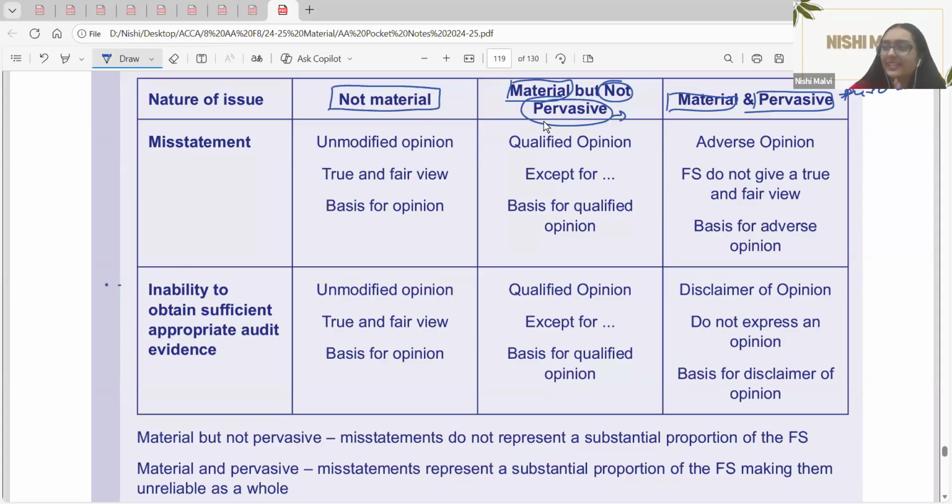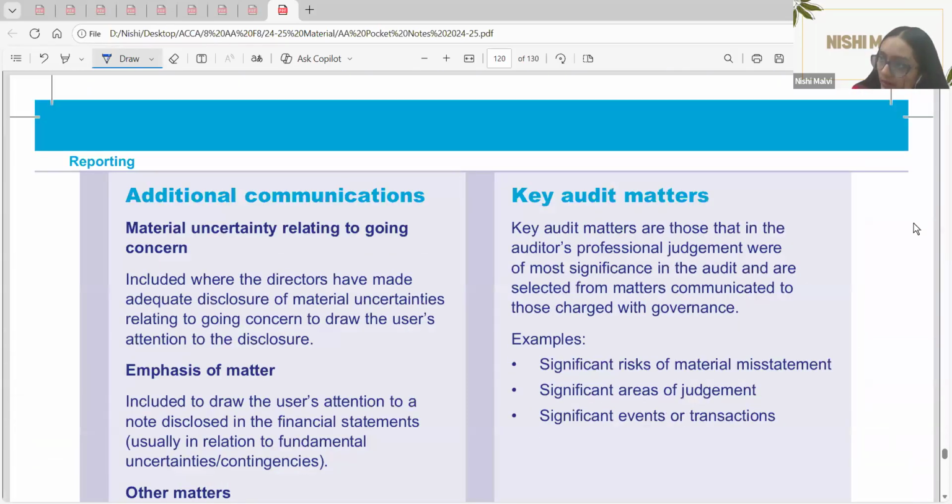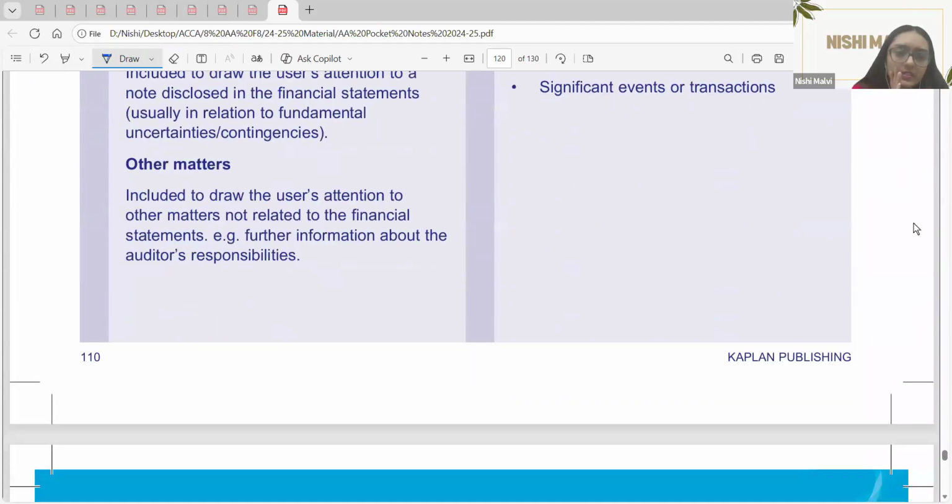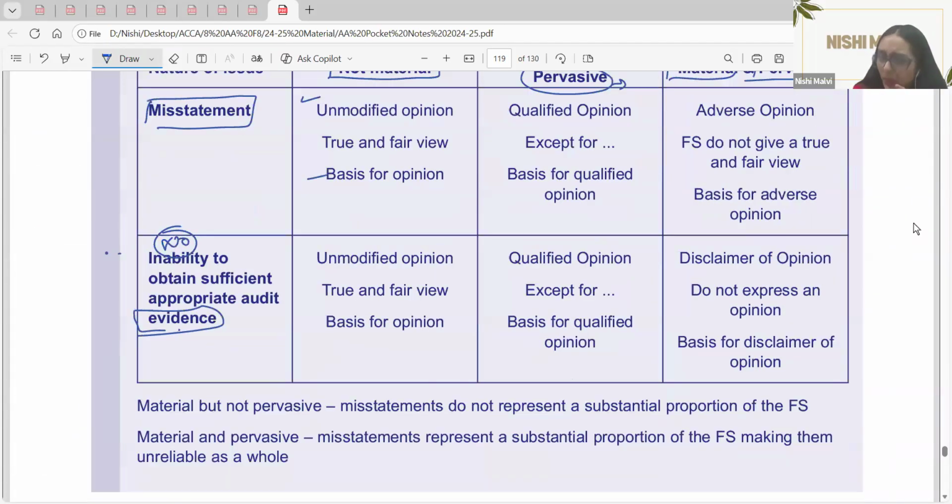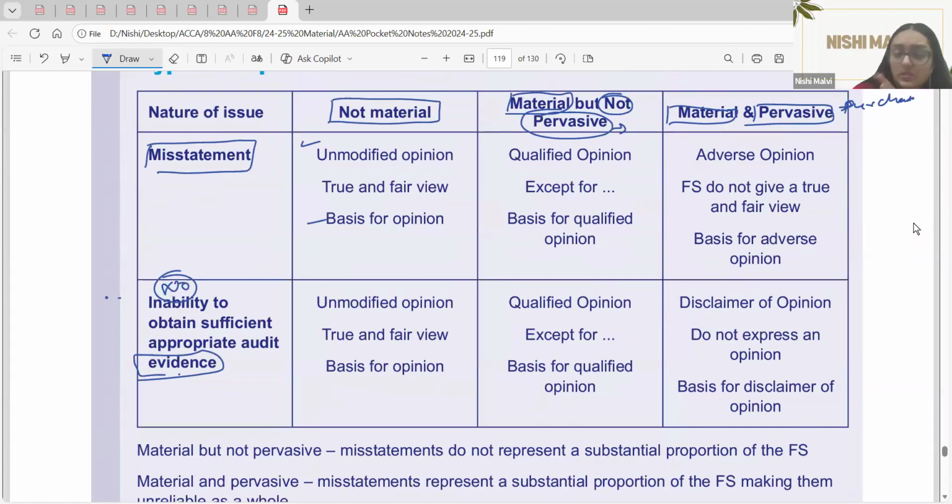If it's material, then only you'll consider it. If it's not material, then again unmodified opinion. In case of misstatement and no evidence, if it's not material, unmodified opinion. Basis for opinion, true and fair view, nothing will happen. In case there is a problem, emphasis of matter paragraph, or other matter paragraph, but usually they'll never say this because it is not material. But if it is material, then they'll issue a qualified opinion for both scenarios.